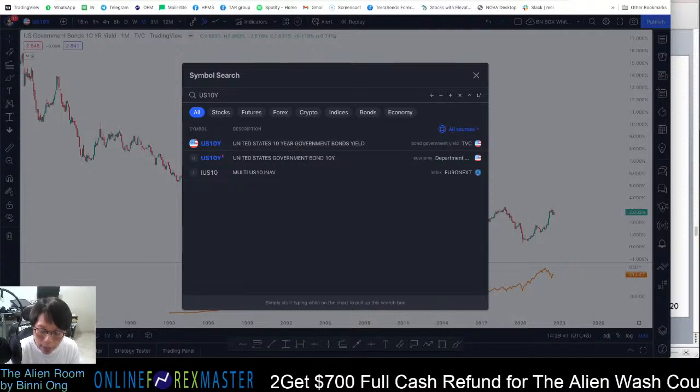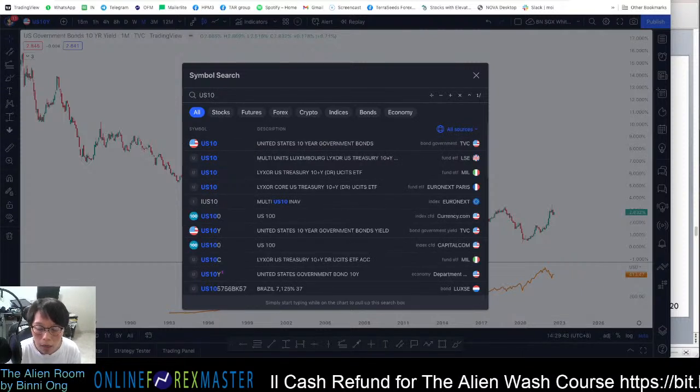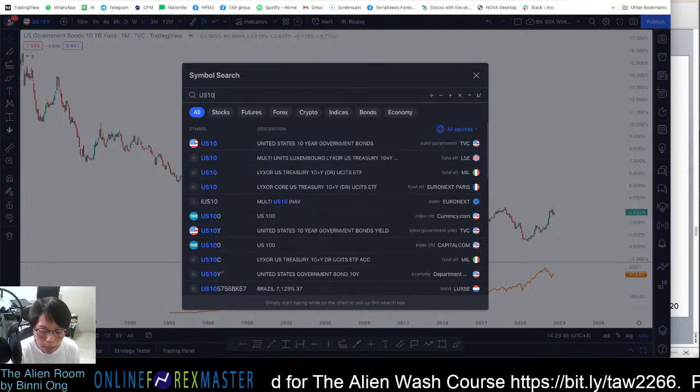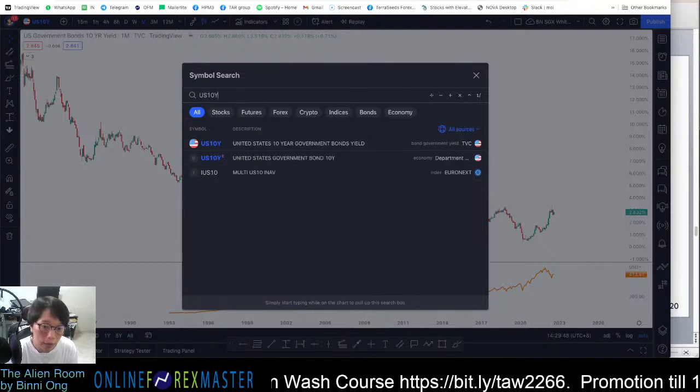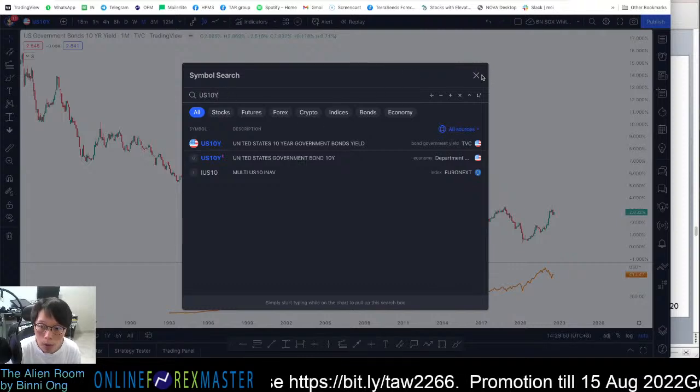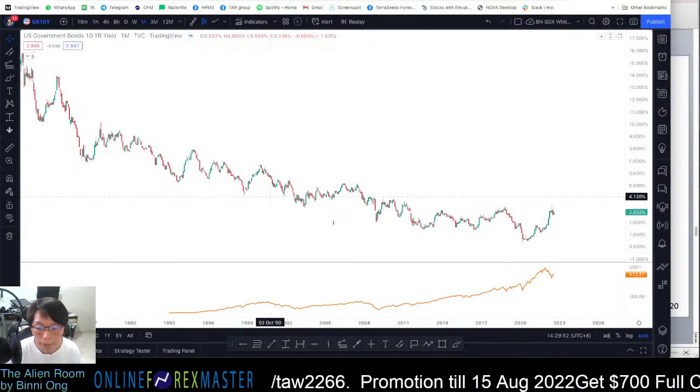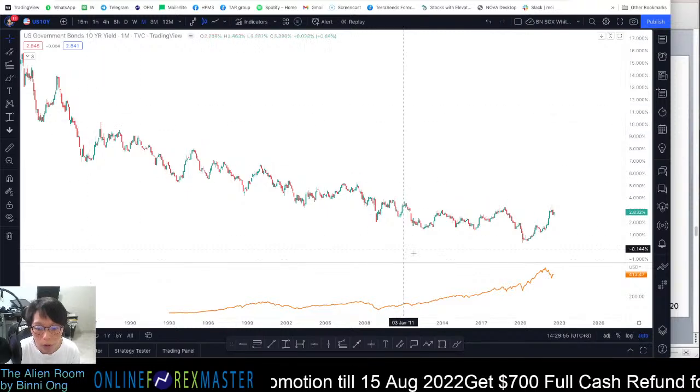Now, if you type US10, you're going to get the government bonds. But if you type it with the Y, you're going to get the yield. Right now, what I have here is the monthly chart of the US 10-year.